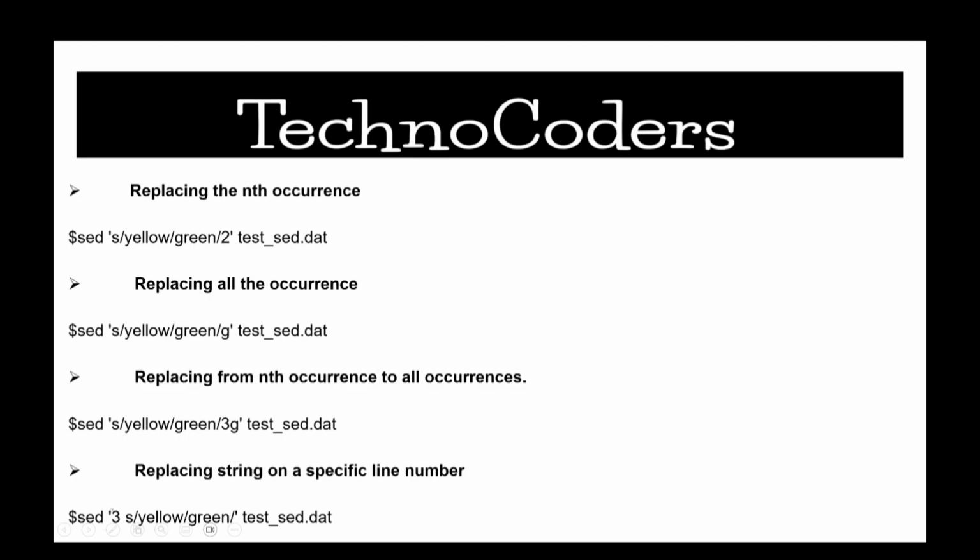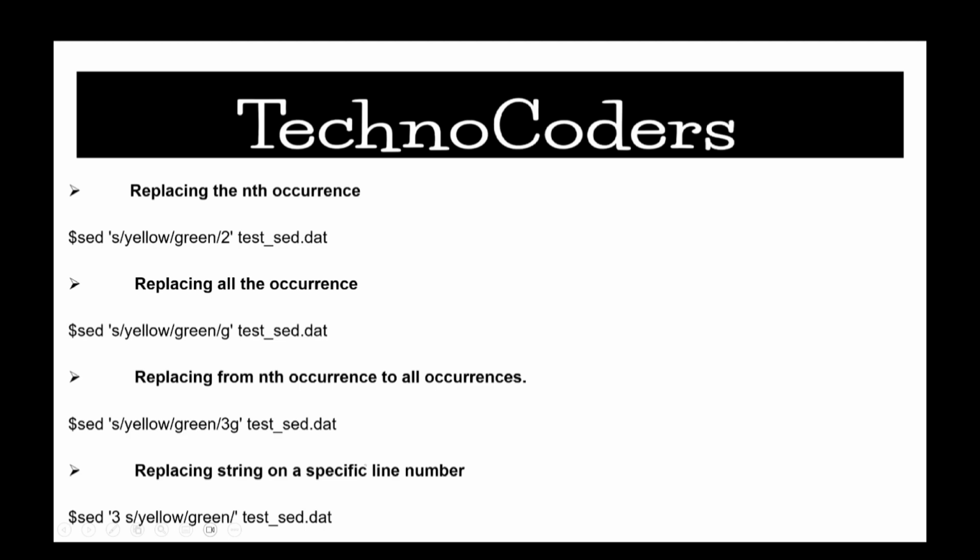Okay. Now the next one is replacing the string on a specific line number. By default, if you don't give the line number, it will replace in all the lines, even though it is replacing only the first occurrences or second occurrences, whatever number you are giving. But by default it is always replacing in all the lines.